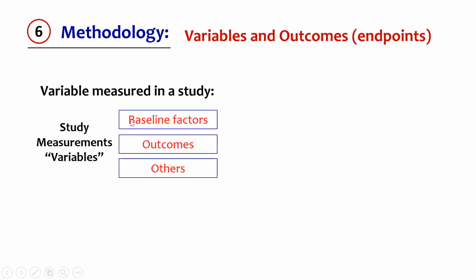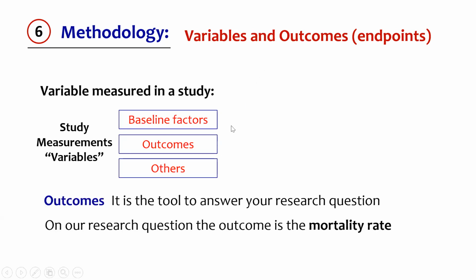variables. The first هي demographic factors, or أيضا ممكن نسميه baseline factors اللي هي demographic factors. The second هو outcomes. والoutcome مثل ما تشوفون, it is the tool to answer your research question. This is the most important part of your variables. طبعا we can add others if you find of importance to show the readers the other variables you've got.